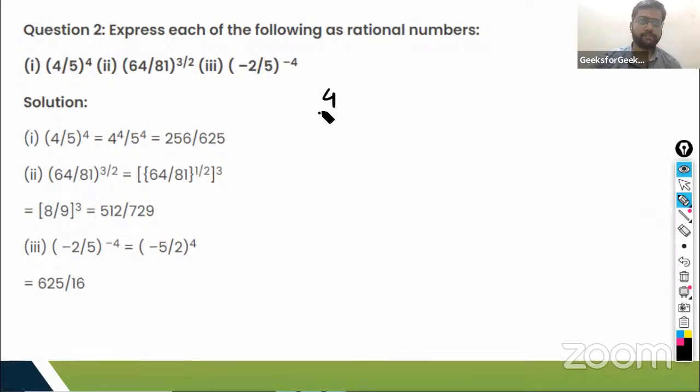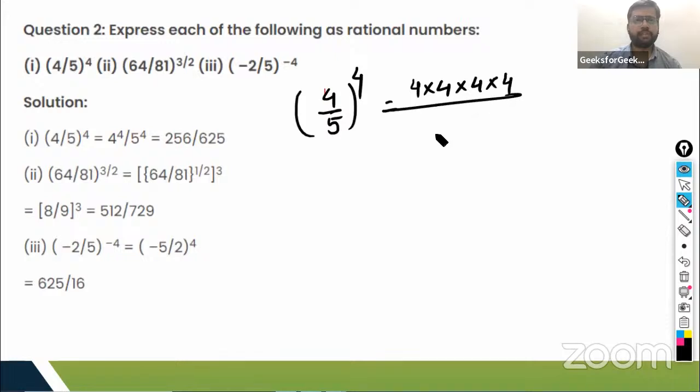It was very easy. 4/5 to the power 4 is equal to 4 to the power 4, that is 4 into 4 into 4 into 4 divided by 5 into 5 into 5 into 5. ये तो इजी क्वेश्चन था.